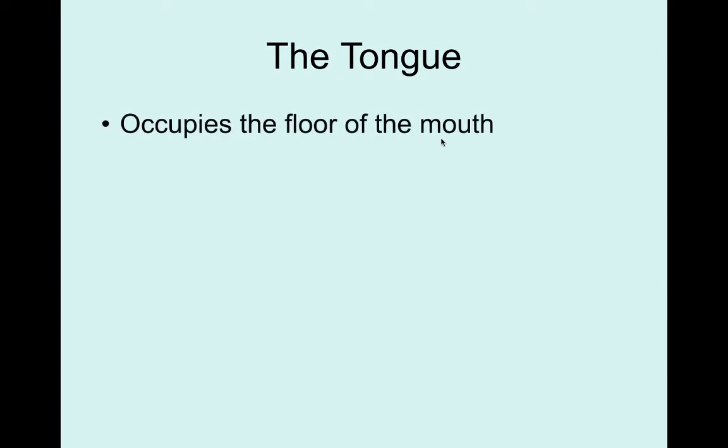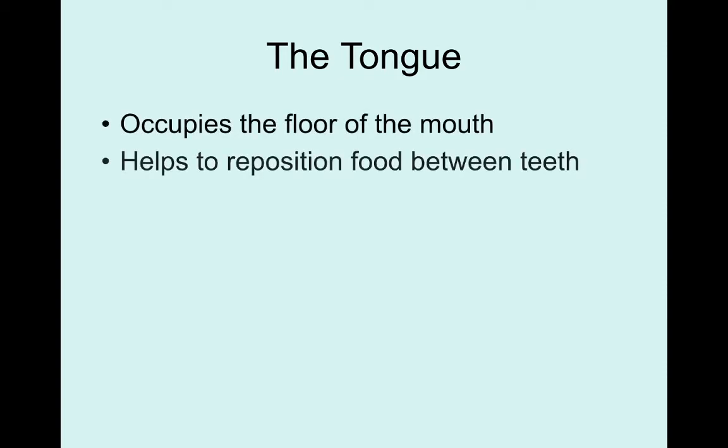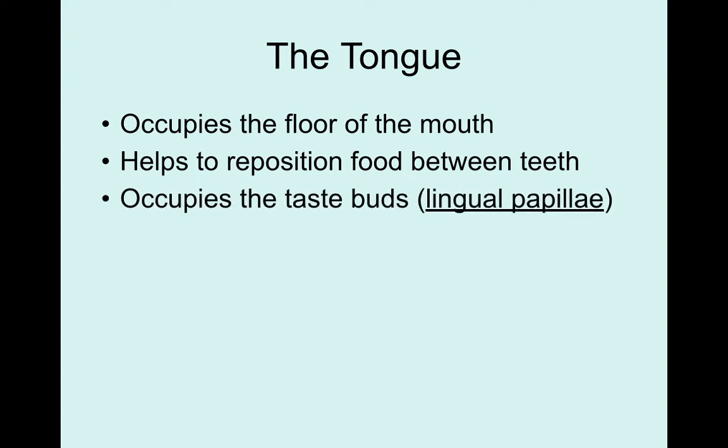Looking at our tongue, it occupies the entire floor of our mouth. It is very important because it helps to position the food between your teeth so that you can chew it and mechanically process it, mechanically digest it better. It also is the home of the taste buds, which we call lingual papilla, and we'll talk about those more if we have time in the nervous system, but basically they are your taste buds.